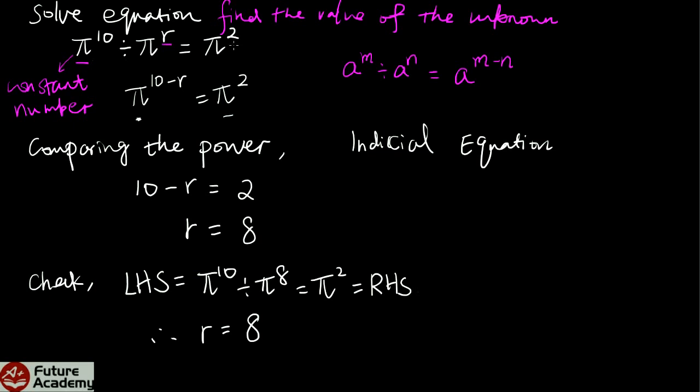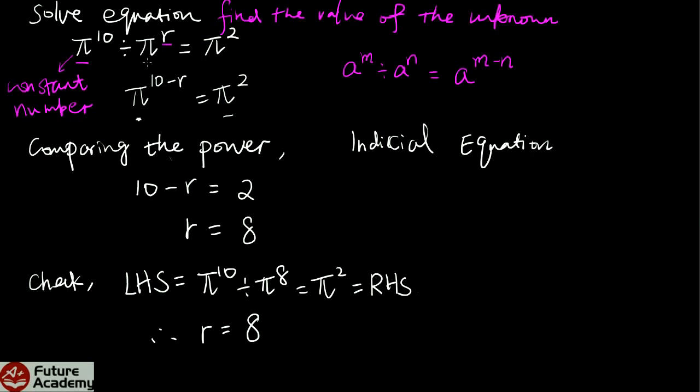Today we have talked about a very interesting example, but I won't say it's a very difficult example for indicial equation. For this question, the important thing is you need to notice that pi is actually a constant number rather than a variable, or say an unknown. So r is the value that you need to find. Sometimes students may look at the question and say, hey, Miss Chen, there are two different variables in the question, and what can I do? Which one shall I solve?